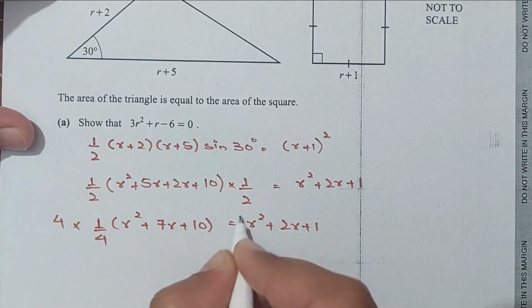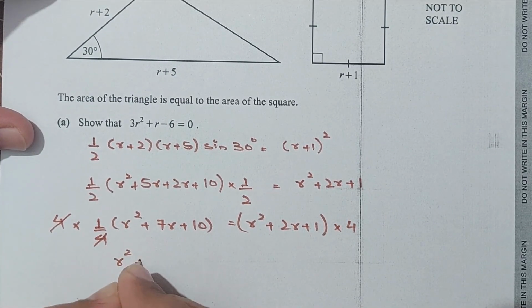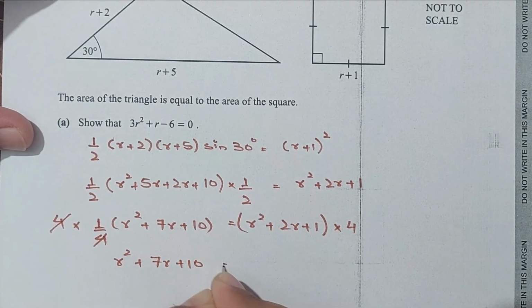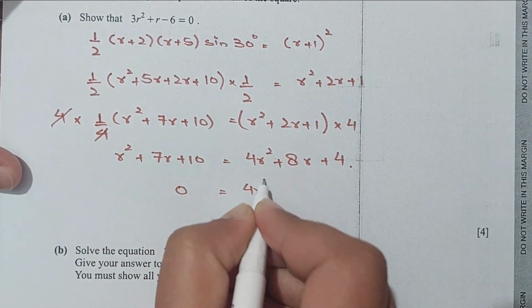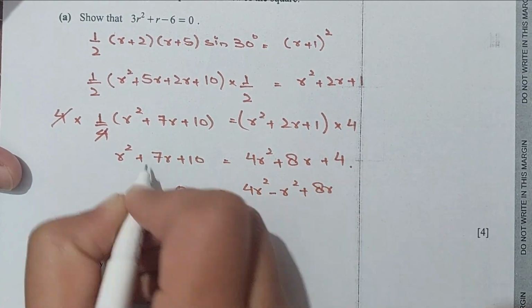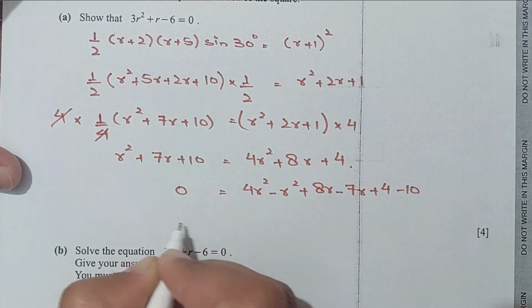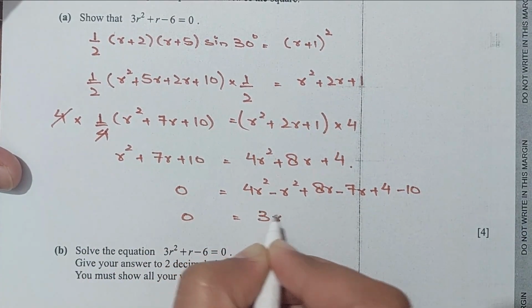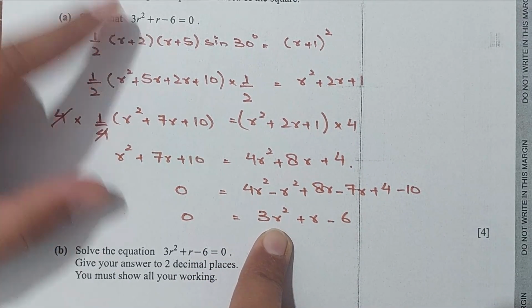Multiply both sides by 4, right? r square plus 7r plus 10, this would be 4r square, 2 times 4 is 8r, plus 4. Okay, simplify further. You have 0 over here. 4r square minus r square, shift this r square to the other side, plus 8r minus 7r, plus 4 as it is, and minus 10. 0 would be equal to 3r square plus r minus 6. It is exactly the same.